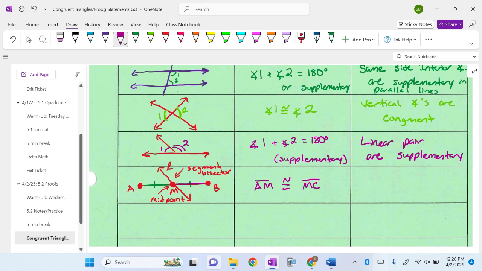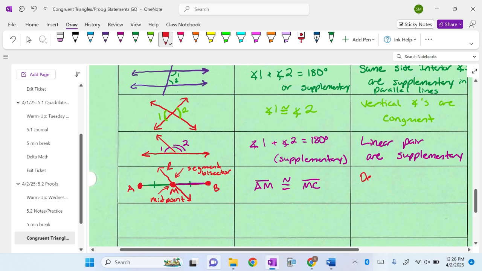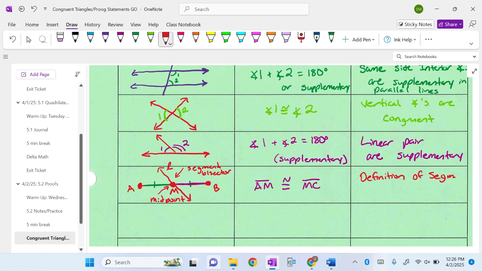All right. And the reason for that is the definition of segment bisector, if that's what you're given, or the definition of midpoint if you're given that. So you can use those two words interchangeably. If you're given a segment bisector, that's just the definition of segment bisector. If you're given the midpoint, definition of midpoint. They both have the same property.